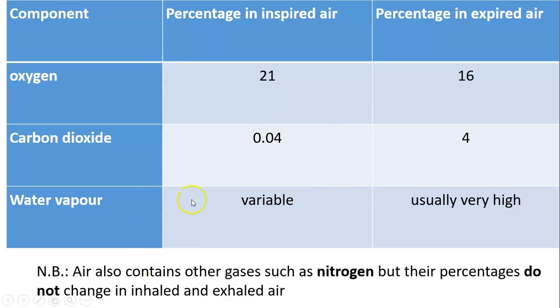Water vapor, why is it variable in the inhaled air? Because it depends on the humidity. Humidity is the percentage of water vapor in the air. So that's why the percentage is variable according to the humidity on that day. While in the expired or exhaled air, it is very high because aerobic respiration produces water, which gets exhaled as water vapor. Now, air contains other gases like nitrogen, but their percentages do not change in the inhaled and exhaled air because they go in with air and go out without being used by our body.